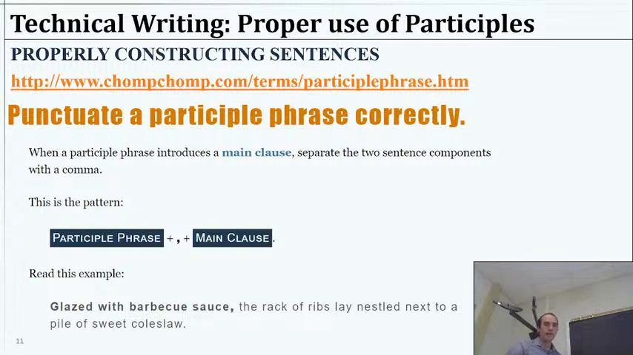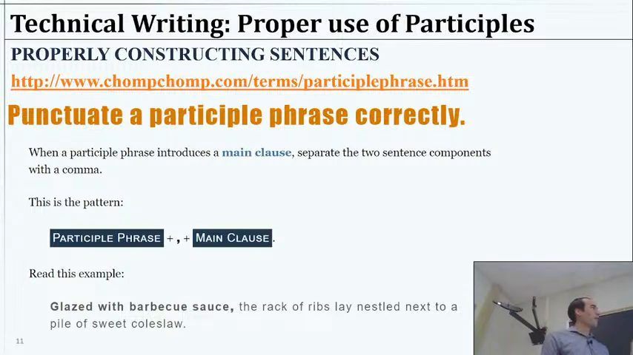Okay, last topic here. Well, I think it's last, maybe almost last. There's one other thing I want to talk about. But as we're constructing sentences, one thing that I also see go wrong sometimes is properly using commas to separate clauses, components of sentences, and the use of participles and participial phrases.